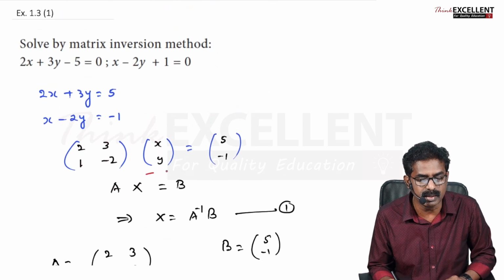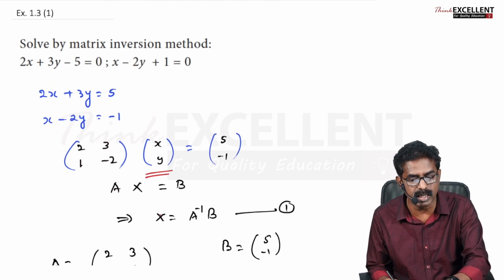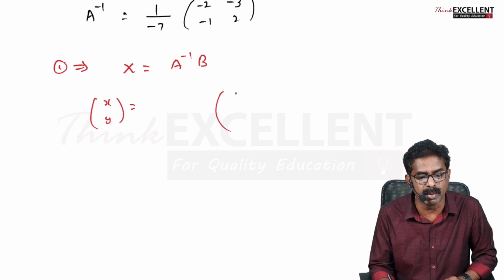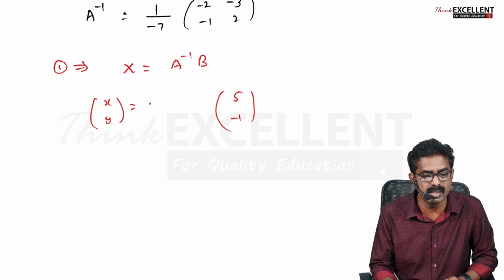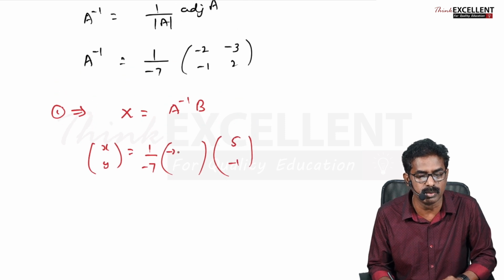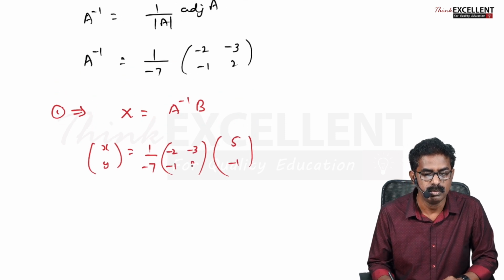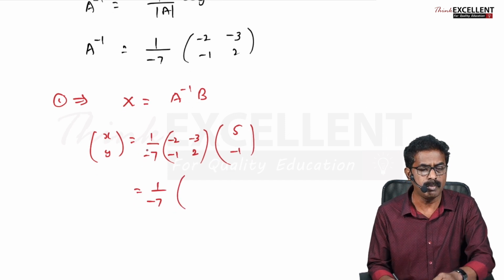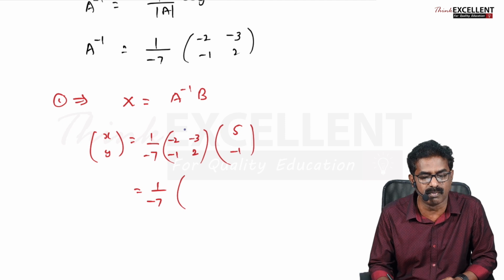This is our X, right? So X, Y is equal to A inverse, we got it. B is 5 minus 1. A inverse is 1 by minus 7 into minus 2, minus 3, minus 1, 2. Now matrix multiplication, first row, first column: minus 2 into 5, you are getting minus 10, minus 3 into minus 1 is plus 3.